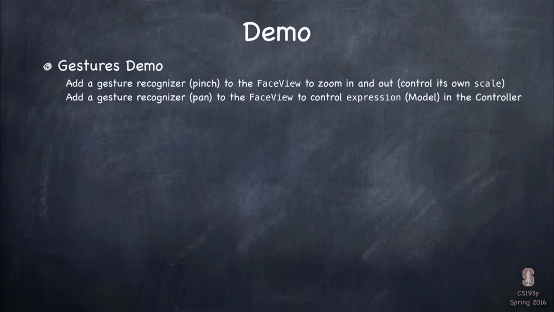Okay, all right, so let's do a demo. Let's see all this in action with our FaceIt. First I'm going to add a pinch gesture that makes our face get bigger and smaller. We're just going to pinch in and out and adjust our scale. And then I'm going to add a pan gesture, actually probably do a swipe. Let's do a swipe gesture that modifies our model. We're going to use it to make our model happier or sadder, and by making it happier or sadder, we'll adjust our face view. Okay, let's do that. Go back to our FaceIt here.